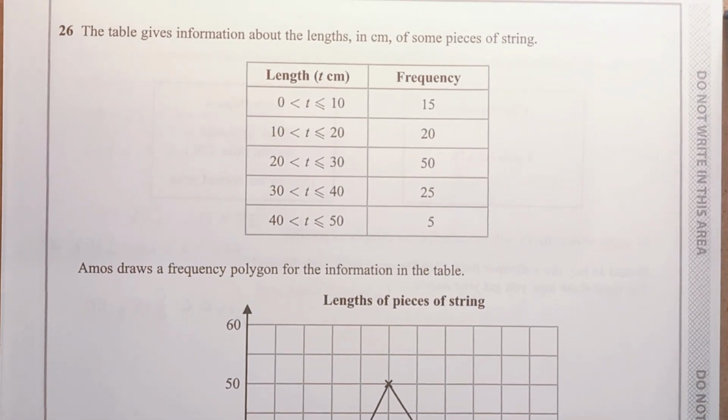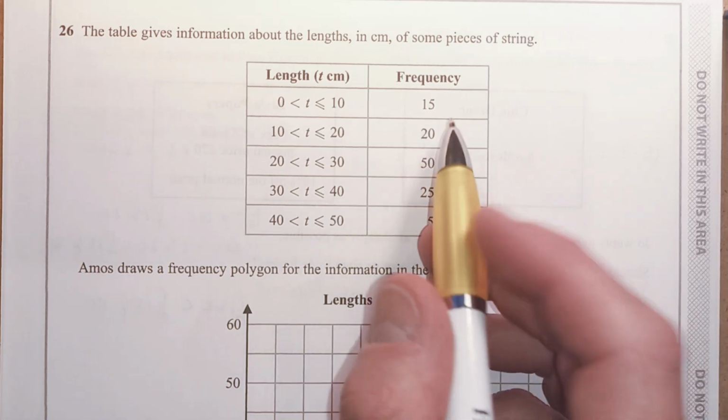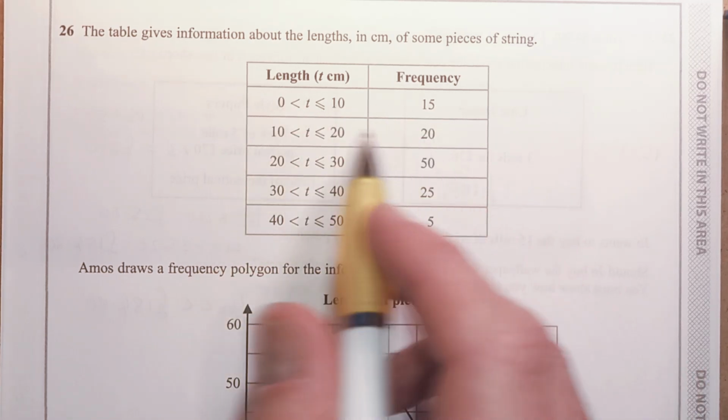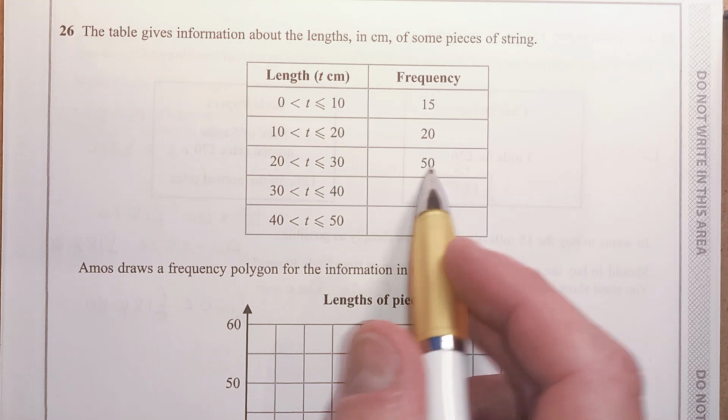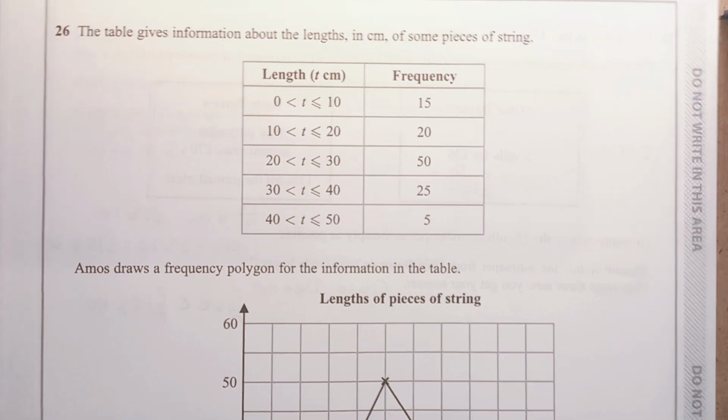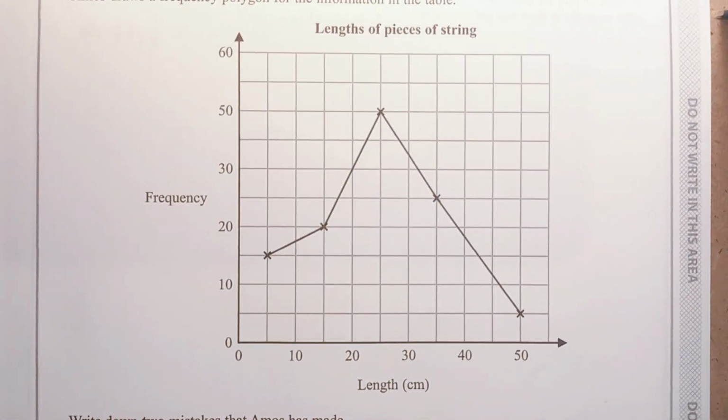Question 26. The table gives information about the lengths in centimetres of some pieces of string. Okay, so there's 15 pieces of string that are between 0 and 10 centimetres, 20 pieces that are between 10 and 20, 50 that are between 20 and 30 centimetres, and so on. Amos draws a frequency polygon for the information in the table. Let's have a look at that frequency polygon. Lengths of pieces of string. So we've got the length across here, frequency up the side. Write down 2 mistakes that Amos has made.